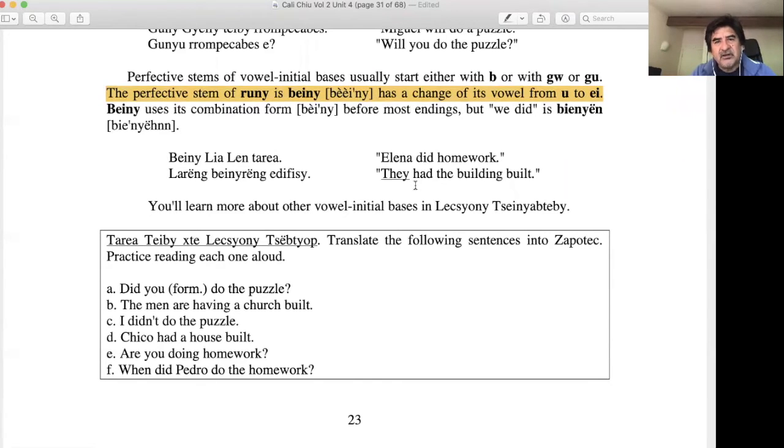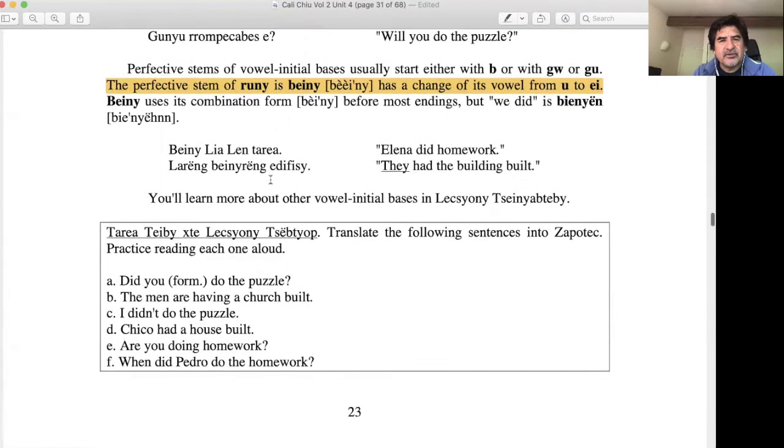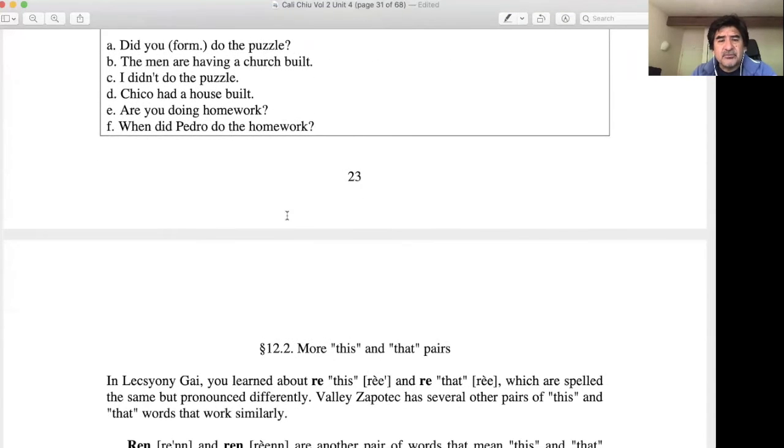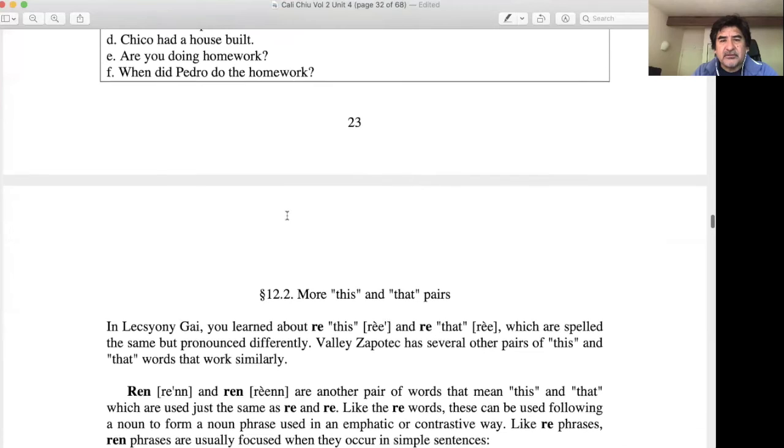And by now, you guys should know that whenever you see an underlined word in English, it means that's a focus word. So therefore, you begin with that at the beginning of a sentence in Zapotec, such as this sentence. So they had the building built, and we begin it with larang. Larang benreng edifice. So again, the bound pronouns. Okay. Please do your homework, so you can practice what we just went over and also the details that you've read yourself.